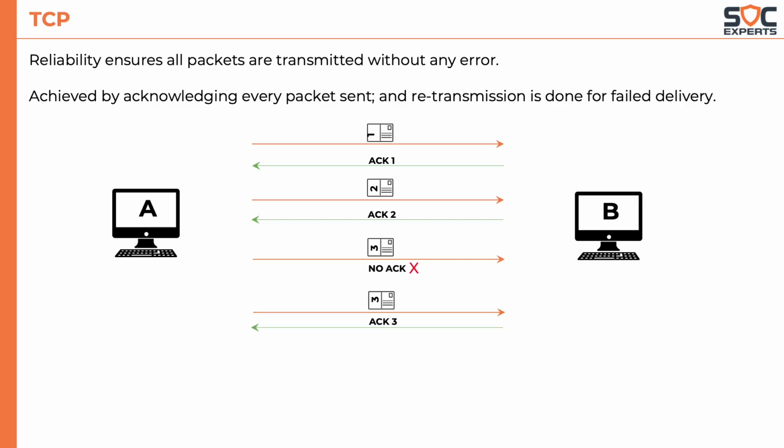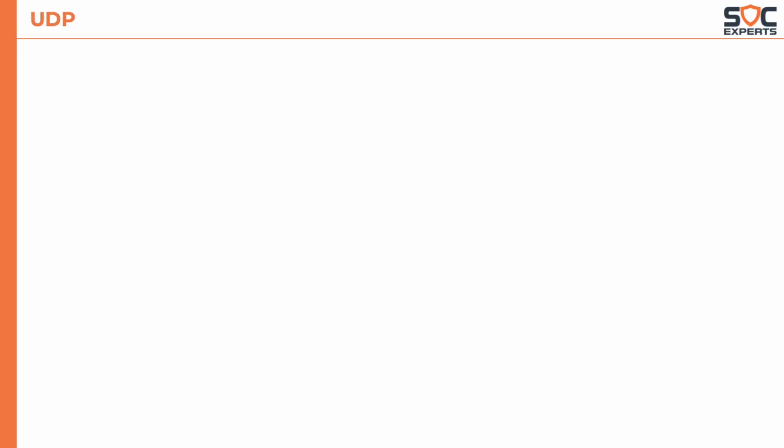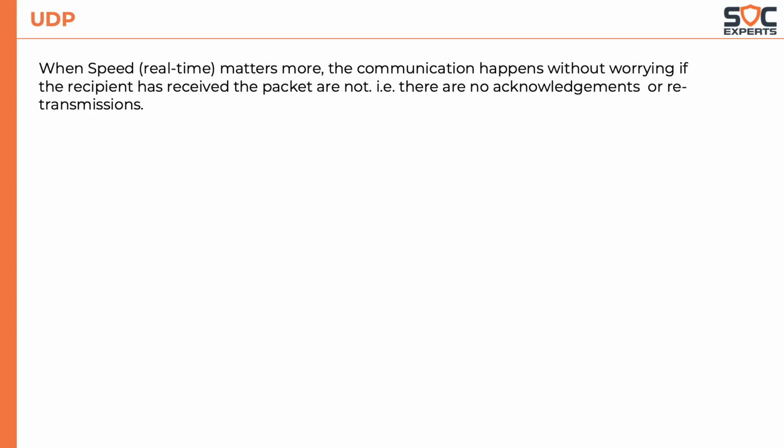By now, you would have already guessed the advantages and disadvantages of TCP. The advantage is it is reliable and guarantees the delivery. But it would obviously be slow as it waits for acknowledgements for every packet. Then what would one do if they need to transmit data fast? When speed and being real-time matters more, the UDP protocol is used.